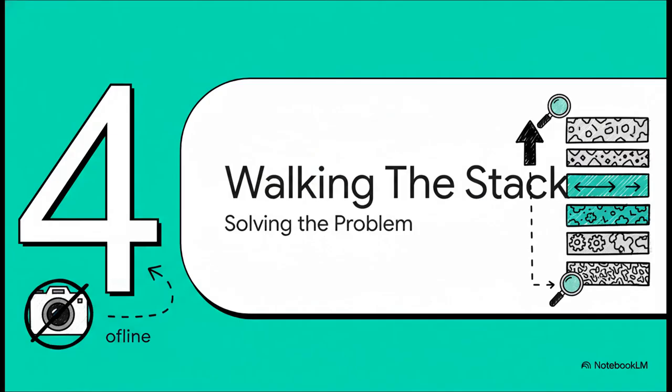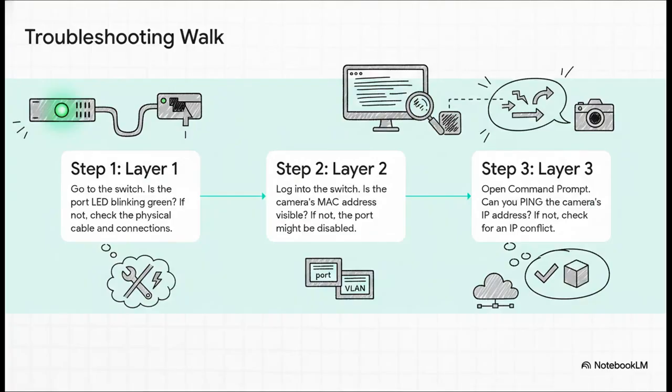So let's bring this all the way back to our original nightmare. The camera is offline. But this time, instead of guessing and scrambling, we're going to solve it methodically. We are going to walk the stack, starting at the very bottom and working our way up, one layer at a time. Look how clean and simple this becomes. You just follow the steps. Step 1. Check layer 1. Is that link light green? If it's not, you stop right there. You've found the problem. Fix the physical issue. If it is green, you move on.